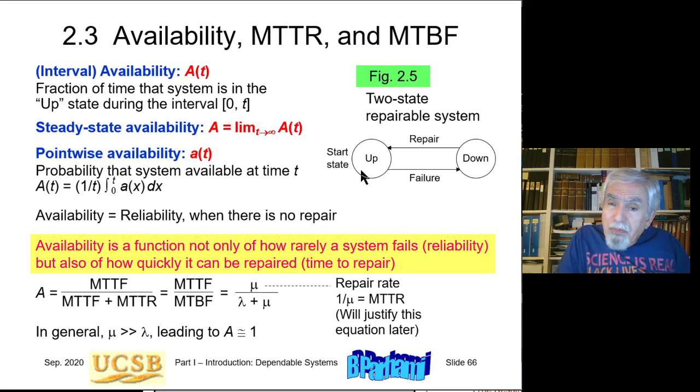How do we compute availability? Well, availability is given by this equation. The availability of the system at time t is 1 over t times the integral of the pointwise availability function over the period 0 to t.